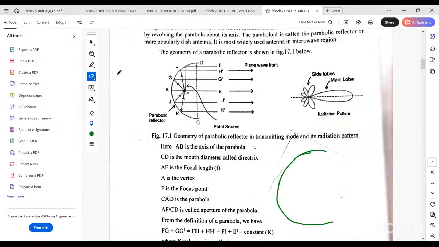In the middle, I am taking the focus point. This focus point is touching the parabola, and from there it is going outside. Like different points, it is touching. That is the diagram. From here I am touching another point, and from here again another point. The arrows are going outside.